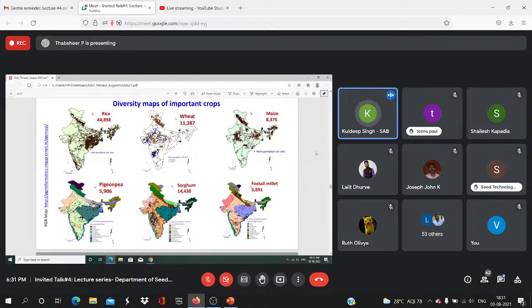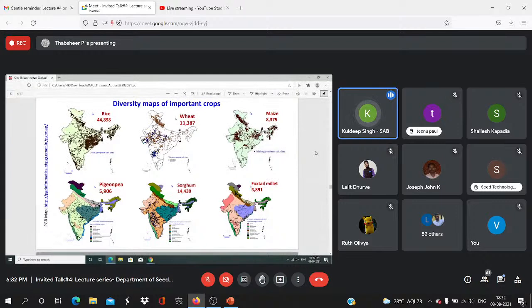So if you have a soil map superimposed on this one, you can better look into this region only and choose the accessions which have come from that region. They may have a higher probability of having the soil tolerance, or the salinity or alkalinity or sodicity. And that's how we are doing it.